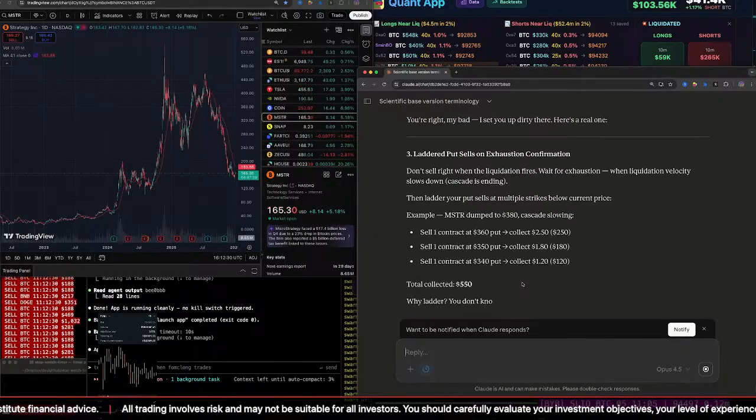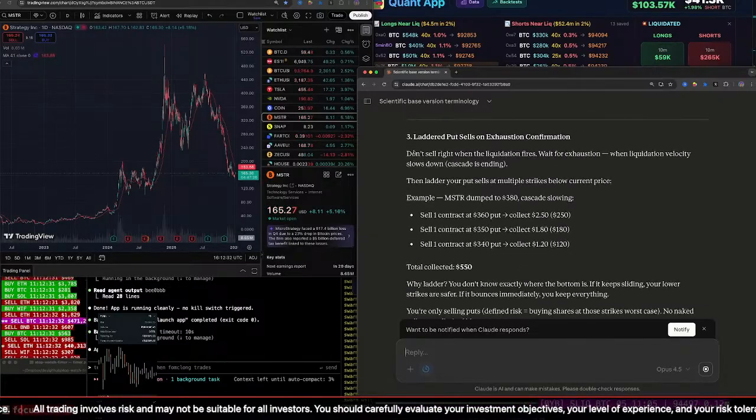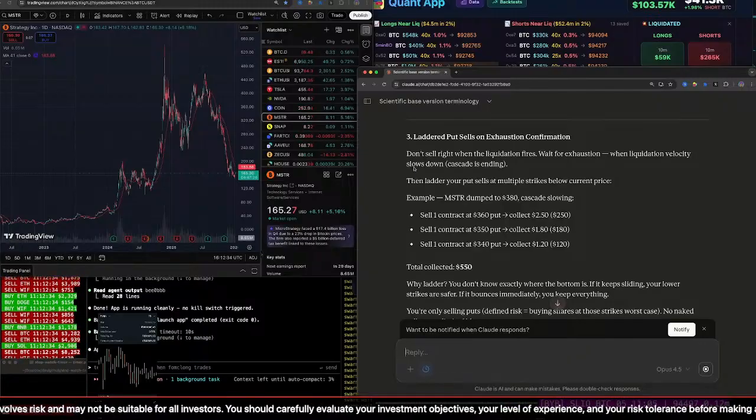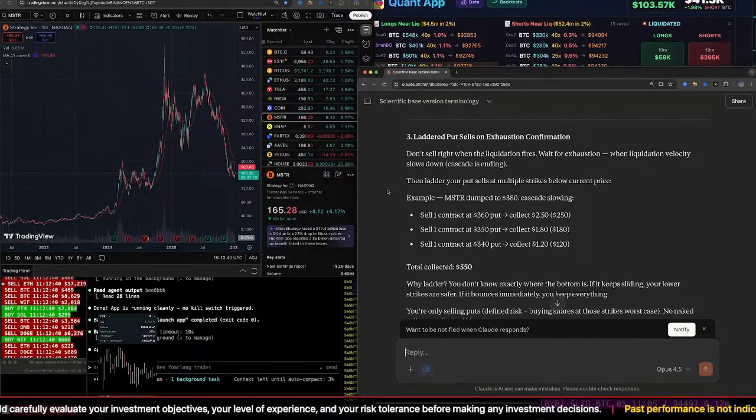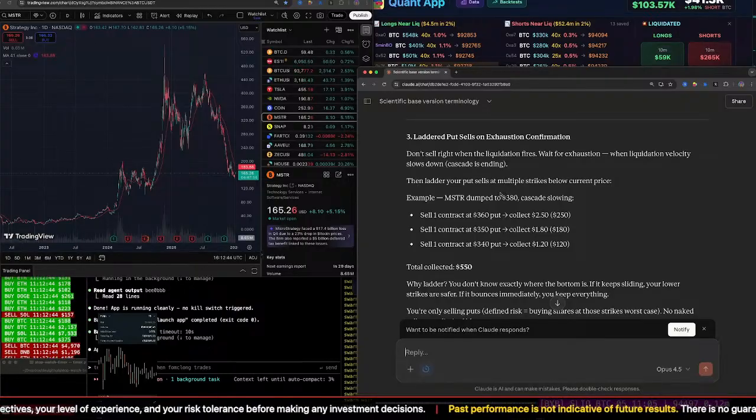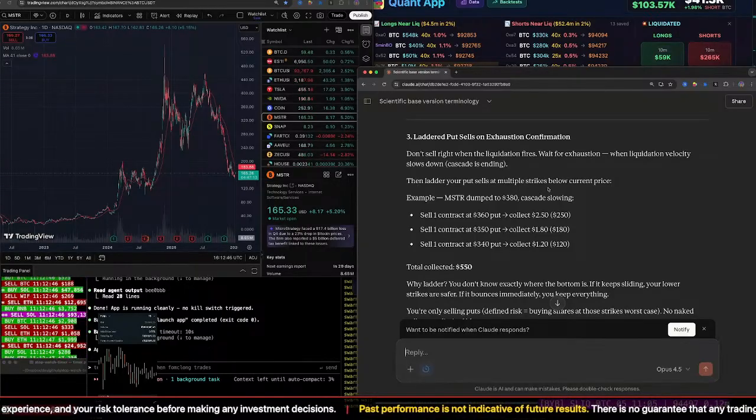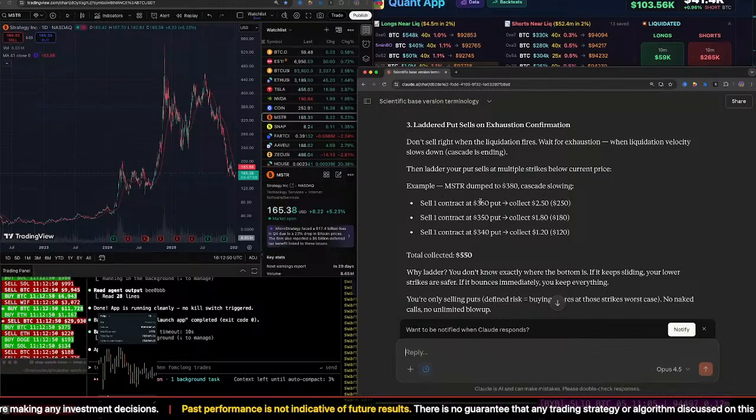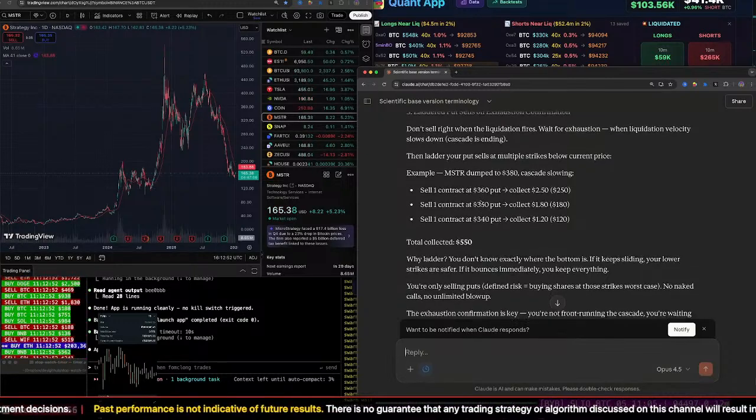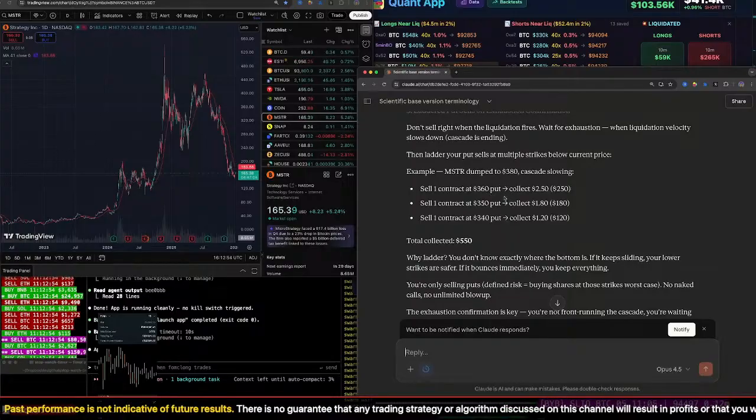Here's a real one. Laddered puts sell on exhaustion confirmation. Don't sell right when the liquidations fire. Wait for exhaustion. When liquidation velocity slows down, the cascade is ending. Then ladder your put size or sells at multiple strikes below current price. Example, MSTR dumped to 380. Cascade showing. Sell one contract 350 put.